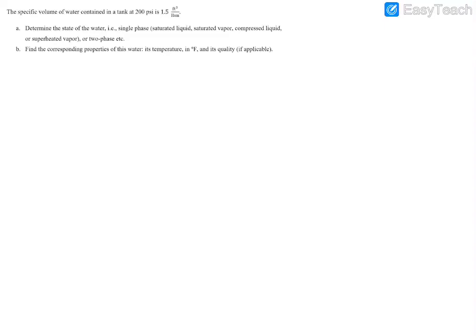So here we're given that the specific volume of water contained in a tank at 200 psi is equal to 1.5 feet cubed per pound mass. So we have P is equal to 200 psi, and the specific volume is 1.5 feet cubed per pound mass. We're using English units here. And then we have to find the state of the water.